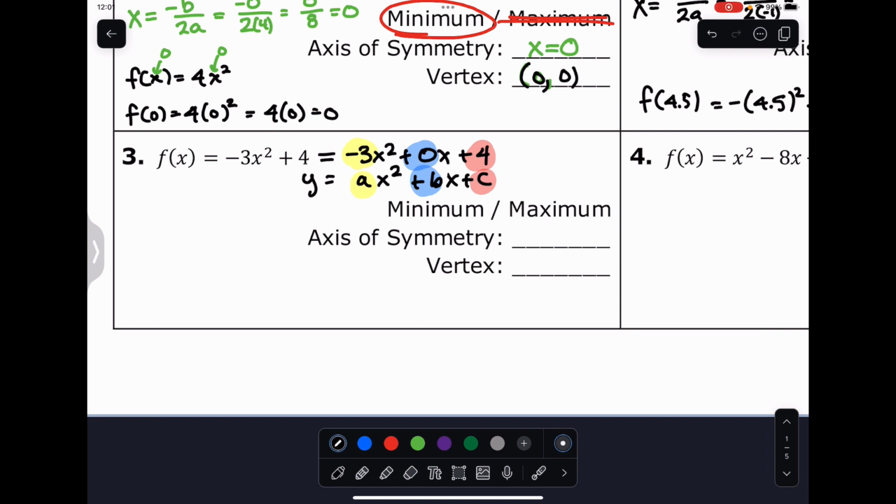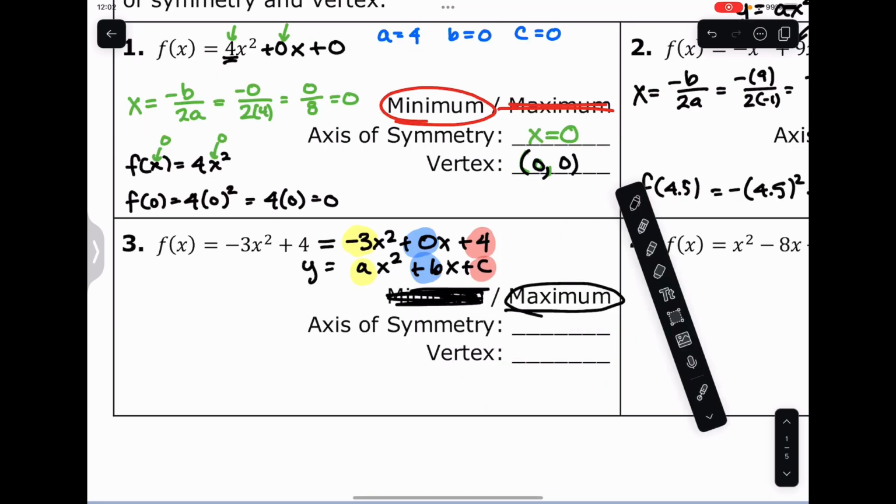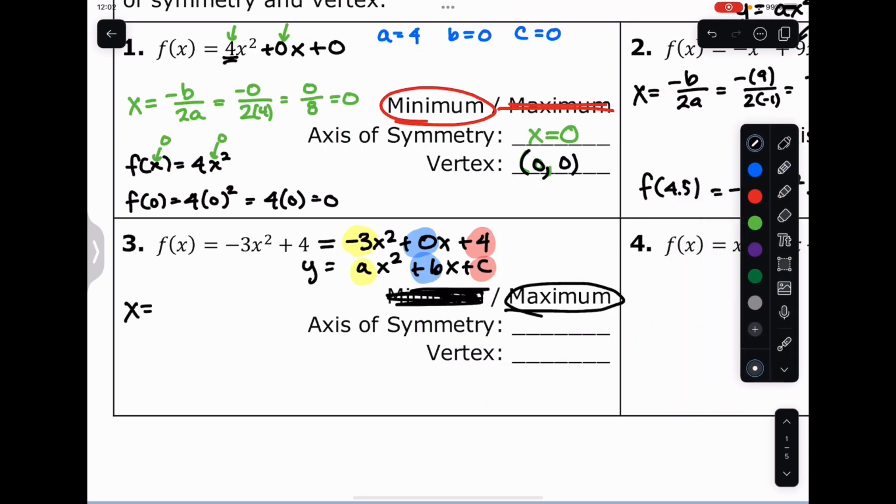And again, since the value of a is negative, since this number in the very front is negative, that means that the parabola is opening downwards and the turning point is the highest point. So this parabola is going to have a maximum like the previous one. Now to figure out the axis of symmetry, we use the formula x equals negative b divided by 2a. So substituting in negative b with 0, substituting in negative 3 for a, we're going to end up with 0, since 0 divided by negative 6 is still 0. So that is our axis of symmetry. x is equal to 0.